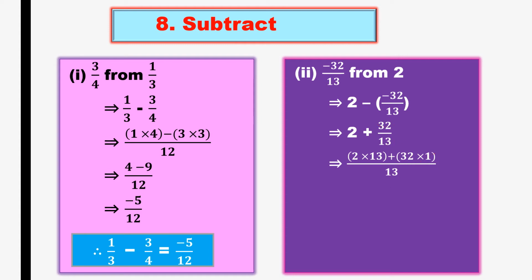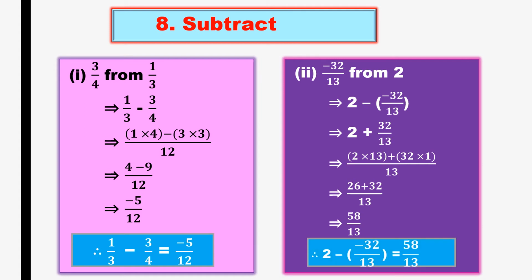Okay, simple. For LCM you should remember this word, DDMN. Divide the denominator with the LCM and multiply the numerator. Whatever answer you got here, that one you should multiply with the numerator. So solve it. 13 times 2 is 26 plus 32. It will be 58 by 13. So your answer will be 58 by 13.